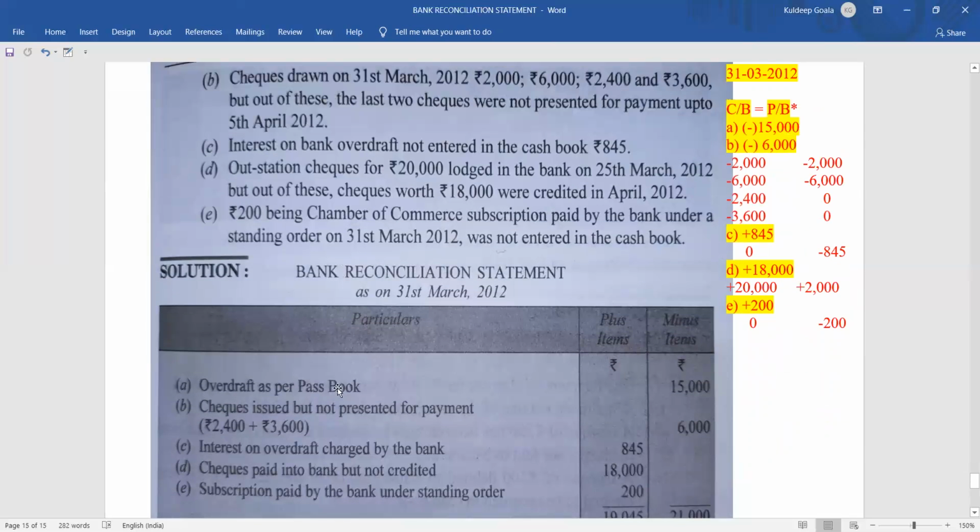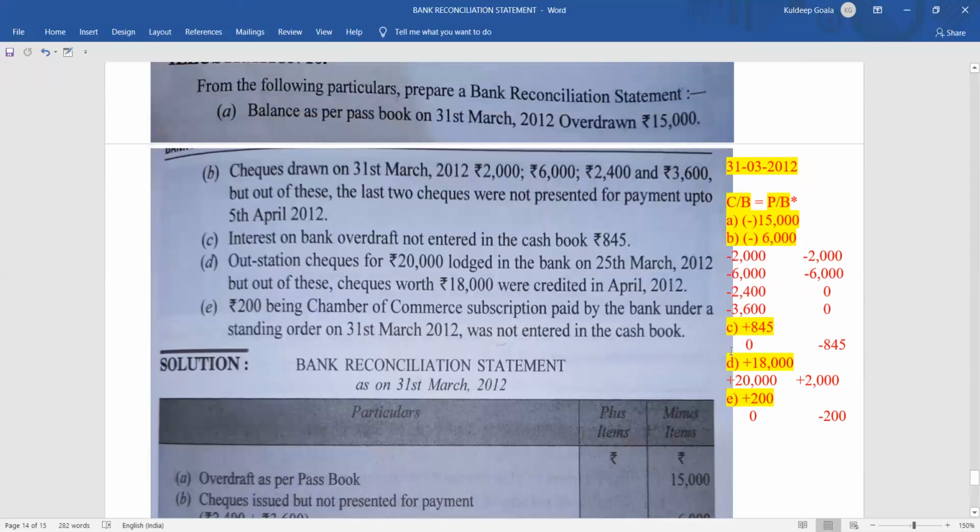So overdraft balance as per passbook, you can write down. Bank overdraft balance as per passbook, bank unfavorable balance as per passbook, or bank debit balance as per passbook, also you can write down. 15,000 in the minus. Then what is the next item?